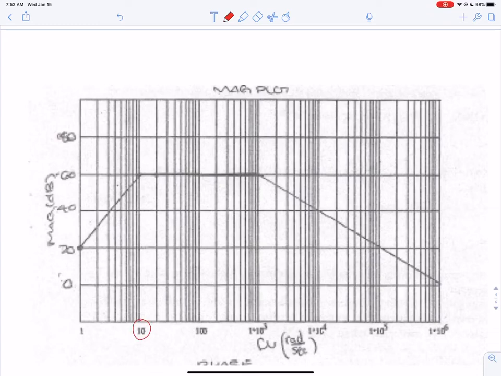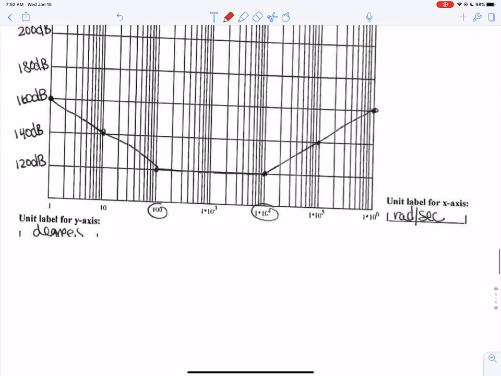This will operate between 10 and 1K, so the operating region for this one is 10 to 1K. For this circuit, it's 100 to 10K radians per second.